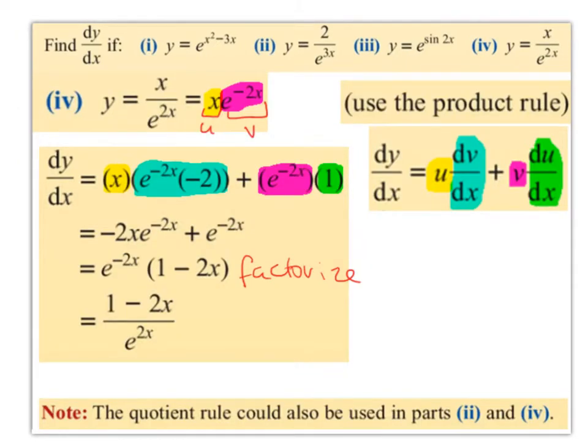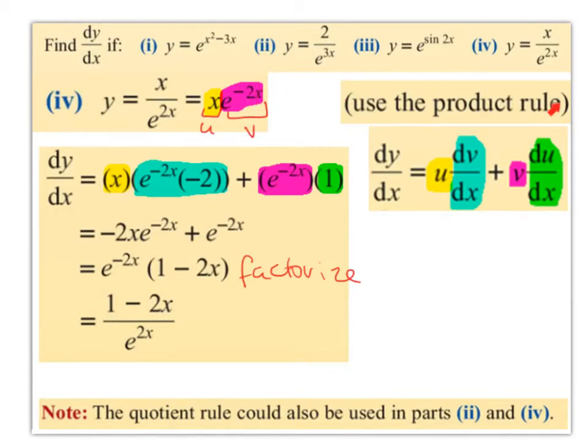And lastly, y equals x over e to the power 2x. So we're going to rewrite this because we don't want a fraction. So it's going to be the x comes in front, so the numerator comes in front, and the divide gives us a minus, and e to the power 2x is now e to the power of minus 2x. So now we have x multiplied by e to the power of minus 2x.